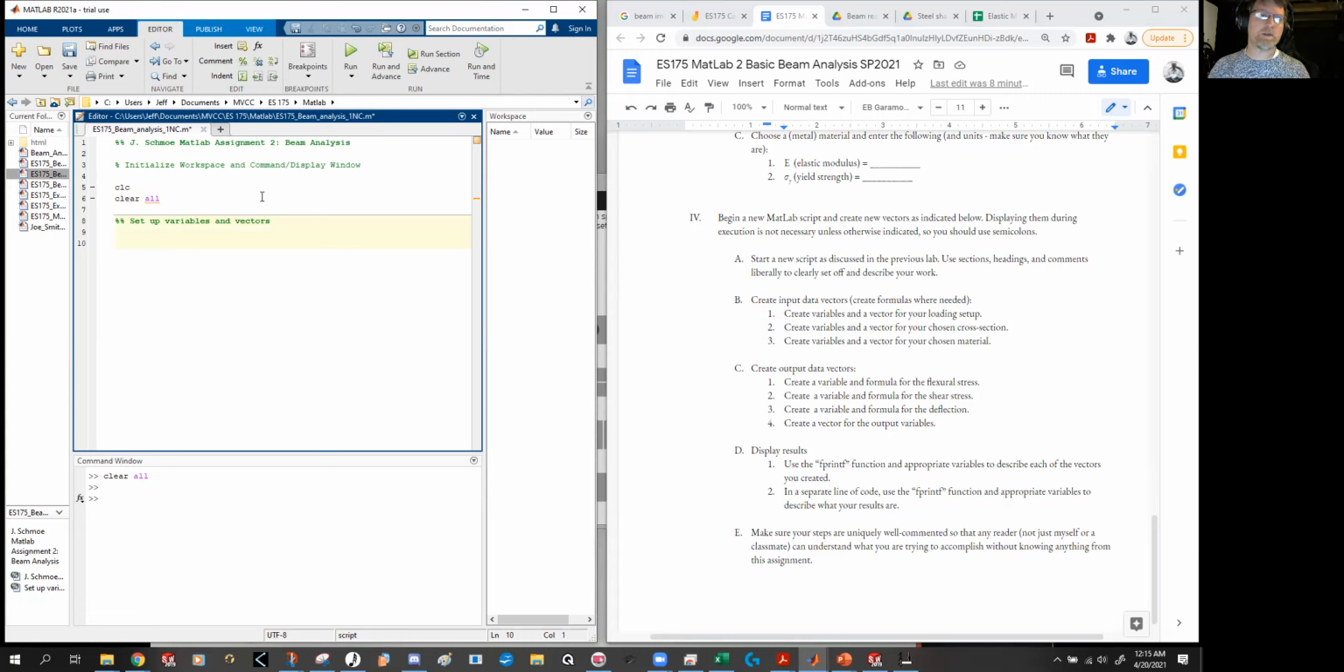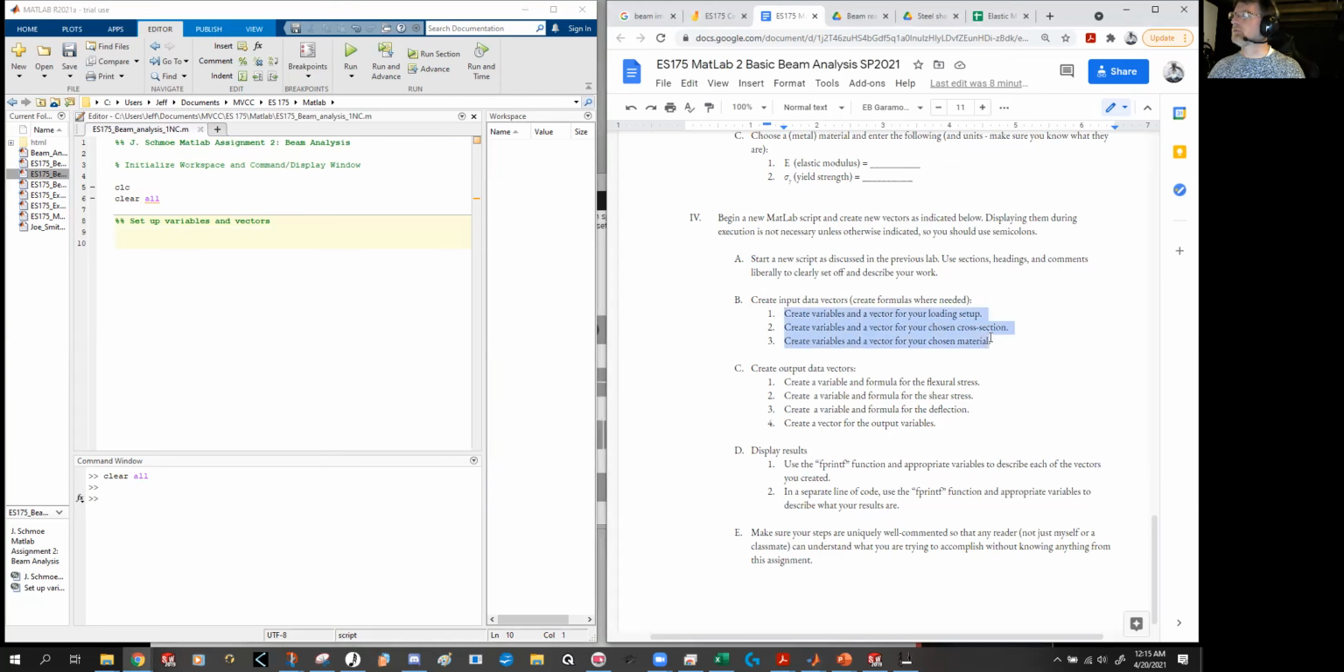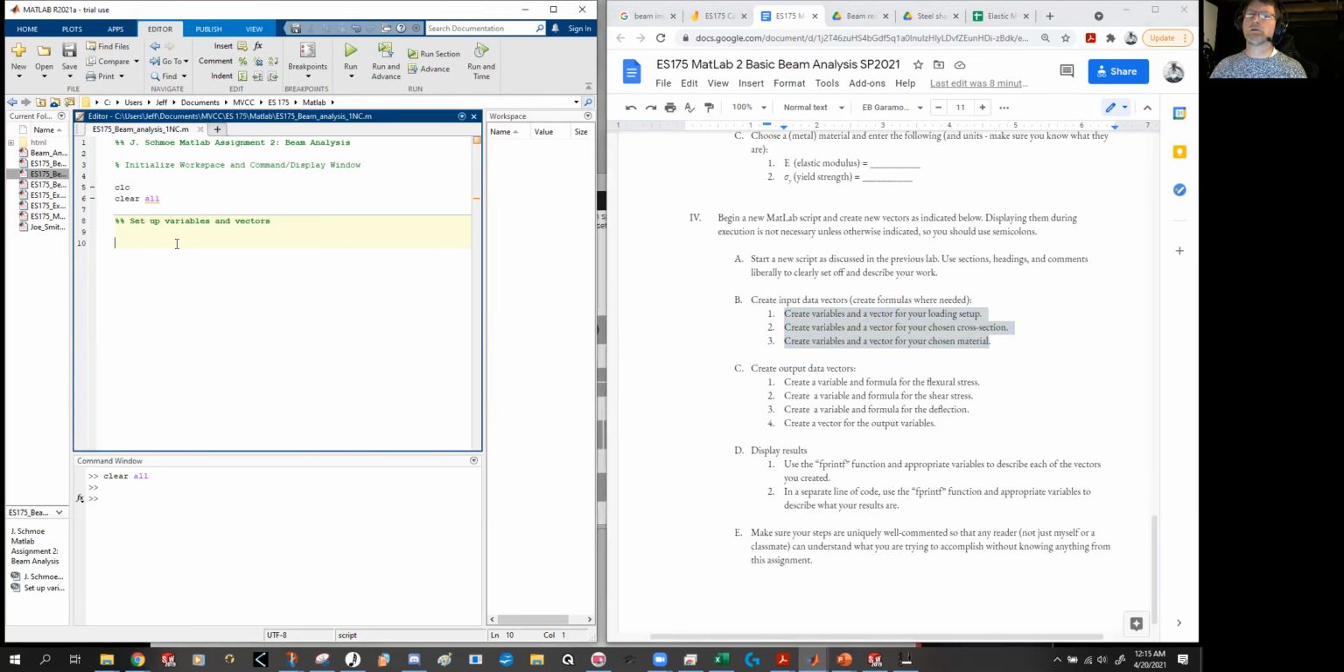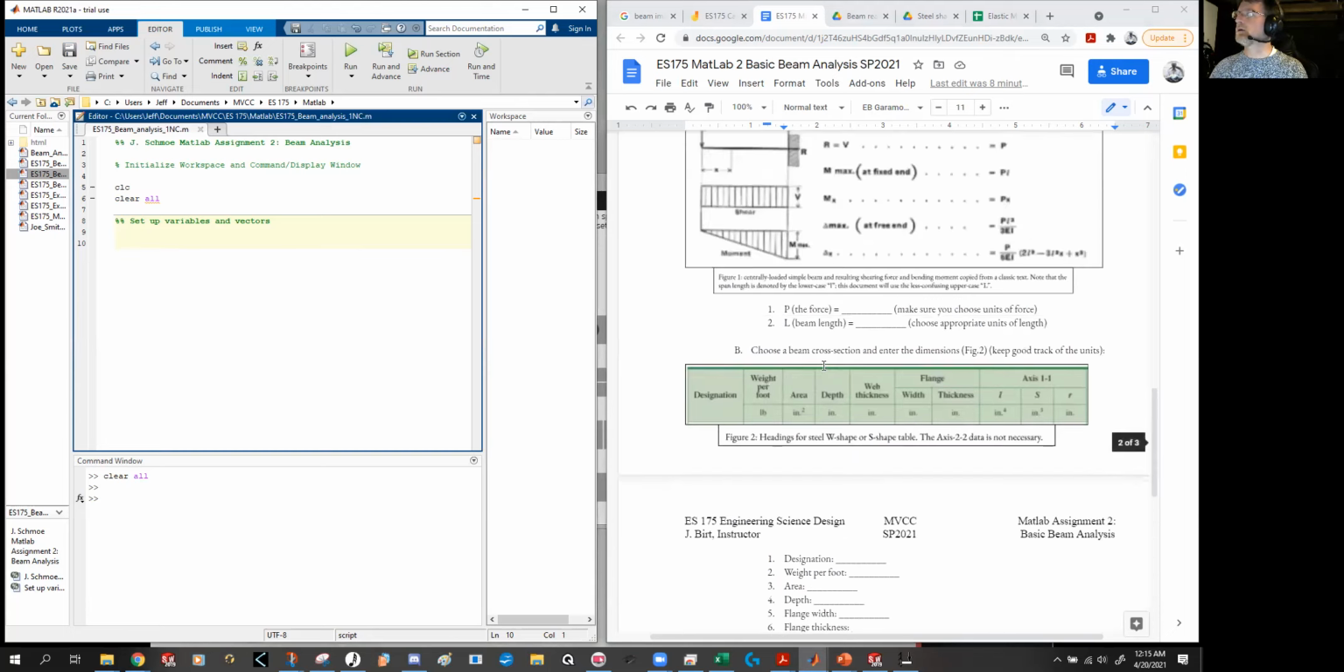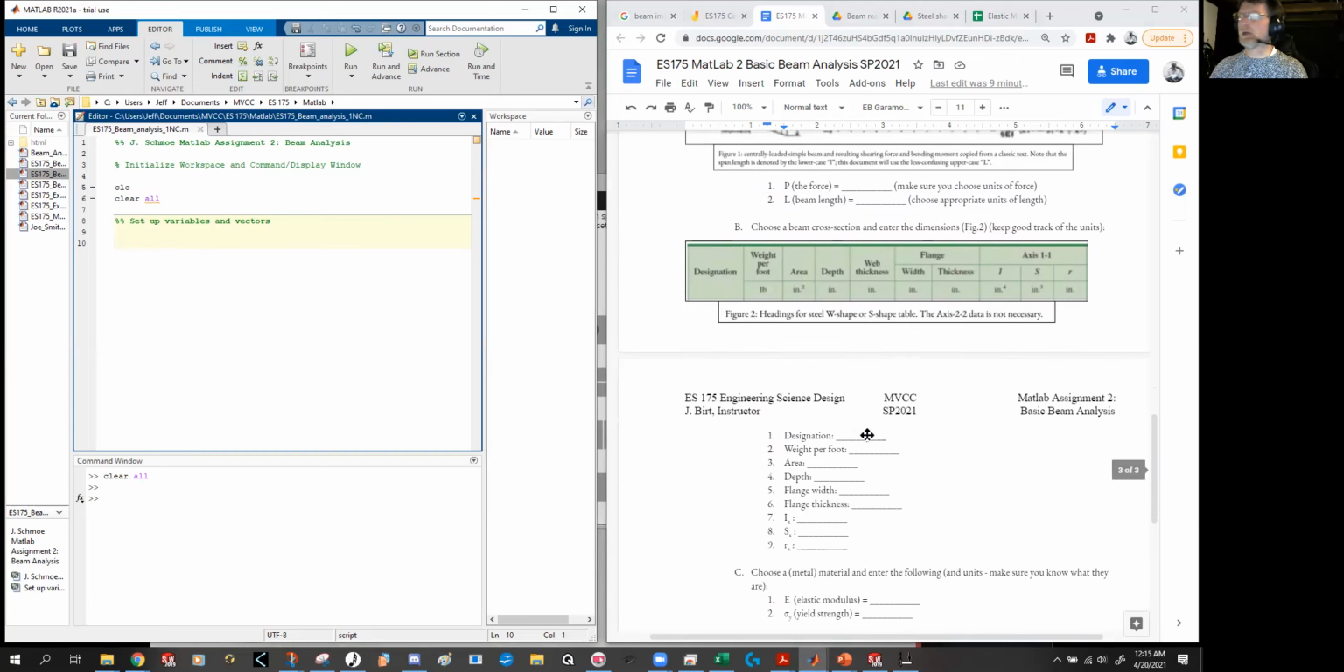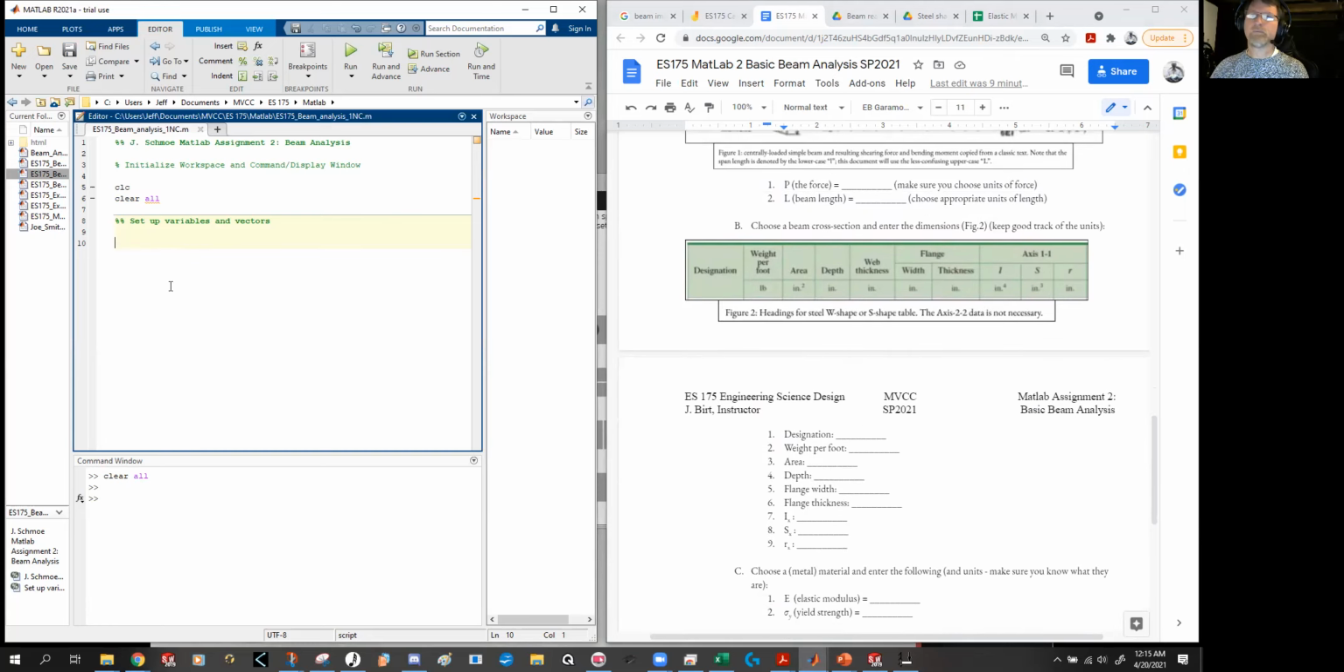So the first thing we're going to do is, well, we're doing variables and vectors. All right, so we're going to create variables and a vector for the loading setup, another one for the chosen cross-section, and another one for the chosen material. So first thing I'm going to do is set up my loading setup. So going back up here, I've got a force and a beam length. Okay, so force, P, I always like P for the force. And I always like to put units in there. Make sure you stick with the units. So I'm going to do that in kips.